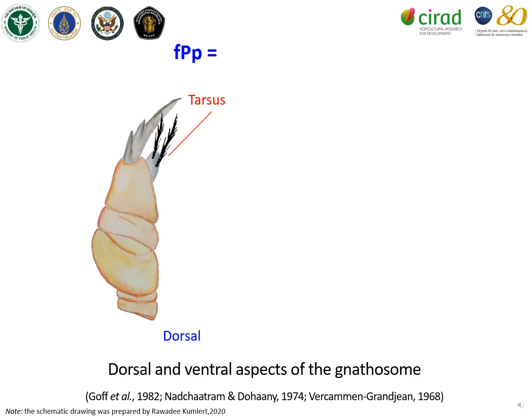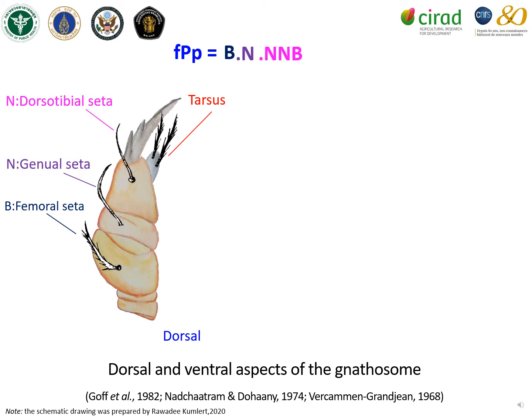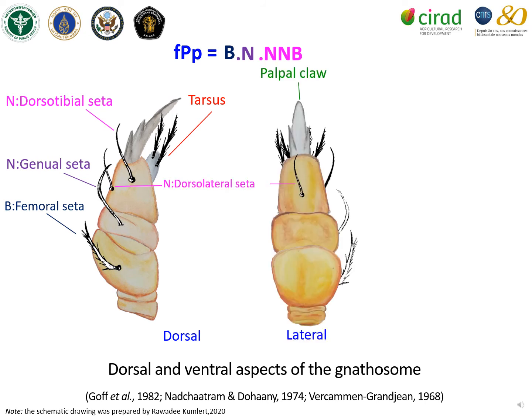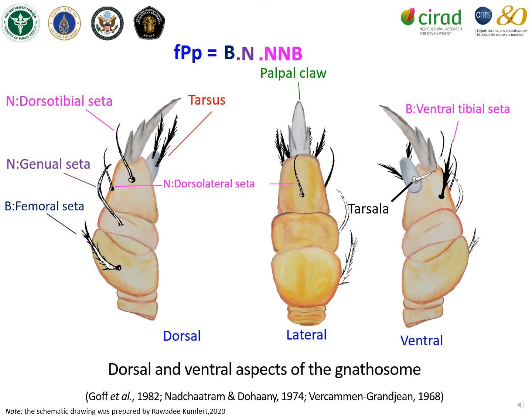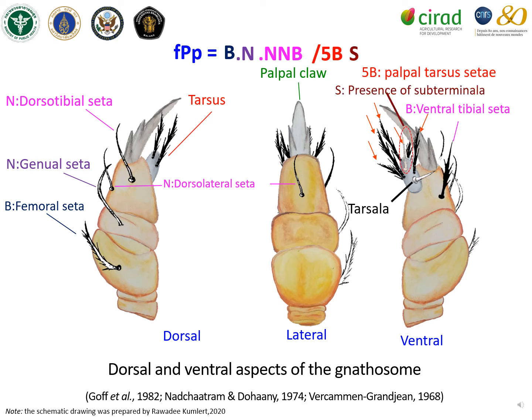This example shows the description of the palpal setae. First, we have a branched femoral seta. Second, we have a nude genual seta. Third, we have a nude dorsotibial seta, a nude lateral tibial seta, and a branched ventral tibial seta. Fourth, we have 5-branched palpal tarsus setae. And lastly, fifth, we have a subterminala. Now that we have described this, let's go on to the palpal claw.